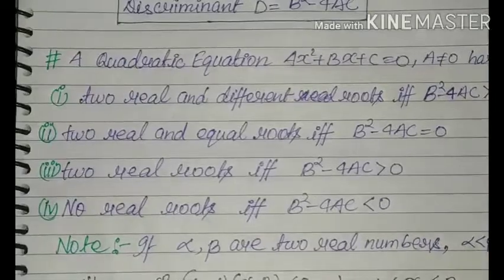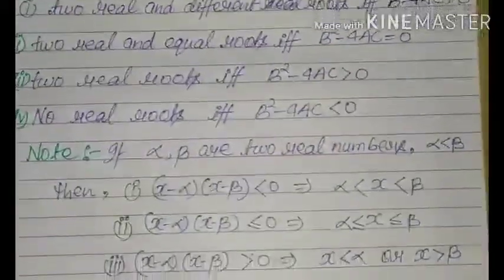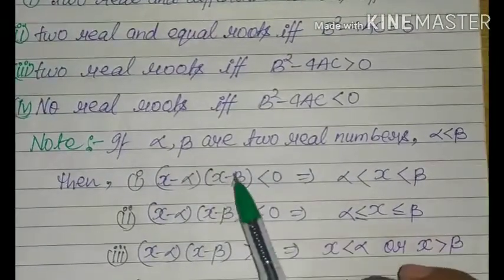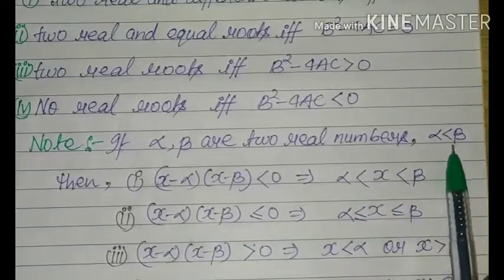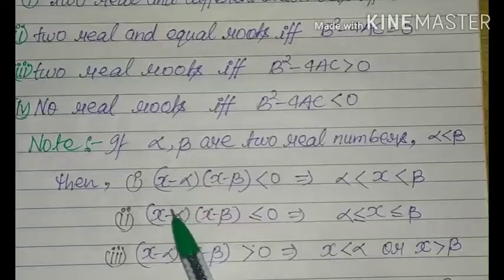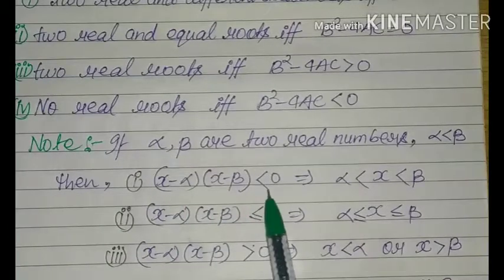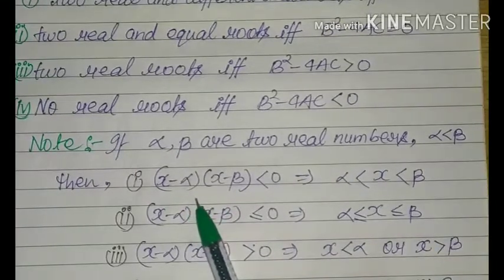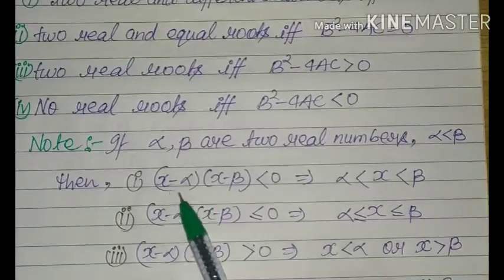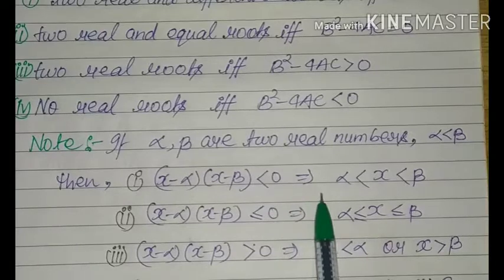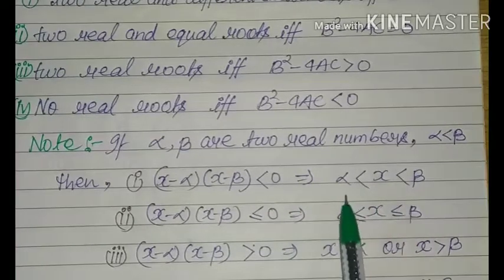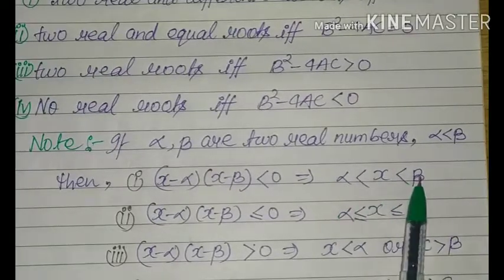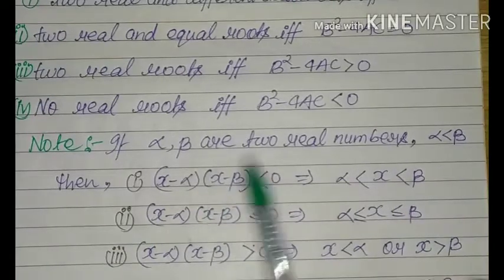Okay. Next, we also have to note that if alpha and beta are any two real numbers such that alpha is less than beta, then the first condition is: if (x minus alpha)(x minus beta) is less than 0 is given in the calculation of a question, then this implies that x is in between alpha and beta, meaning alpha is less than x is less than beta. Okay, if this is given, then you can write it.